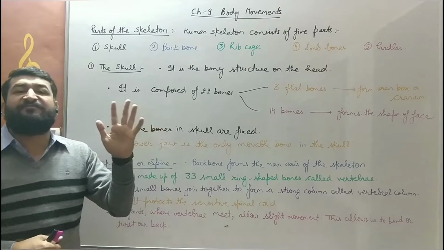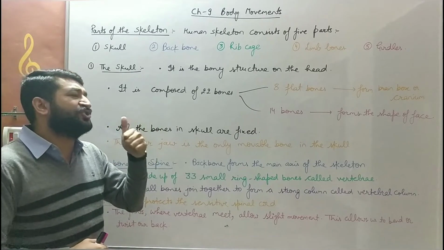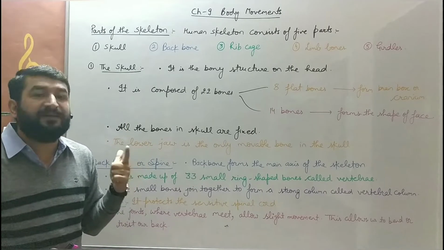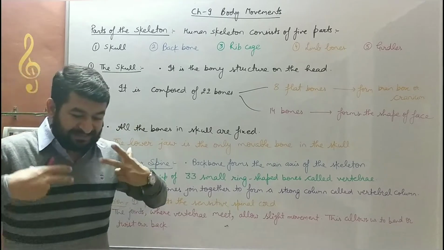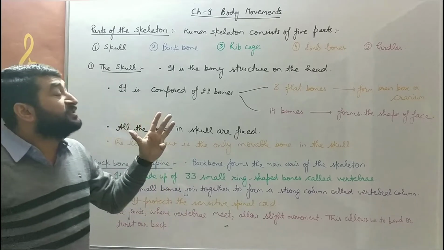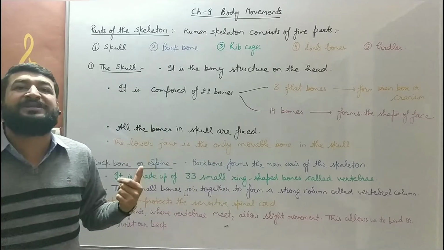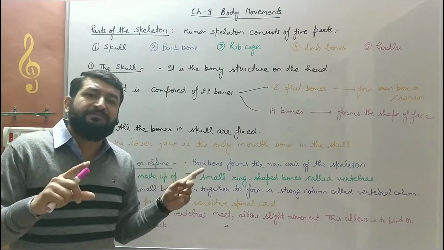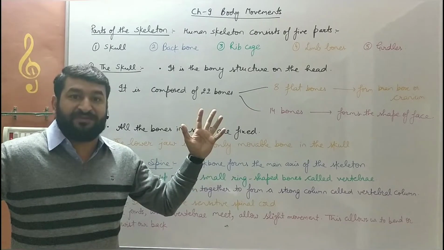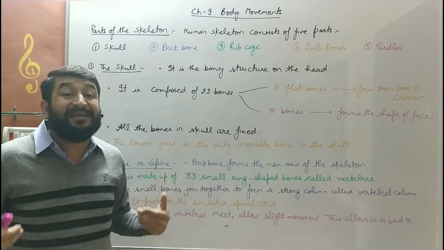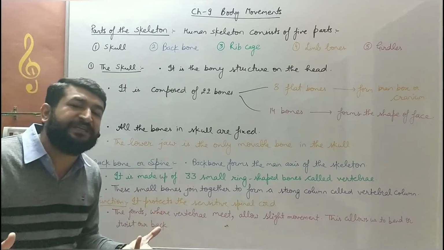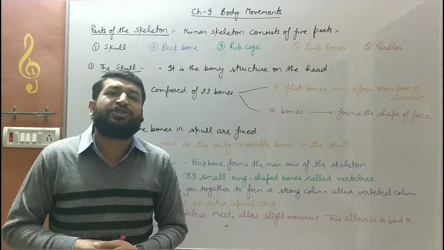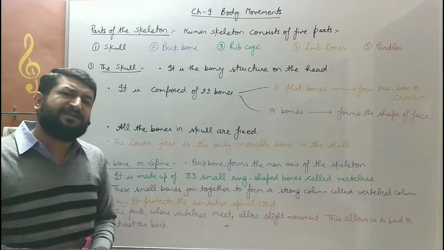Majorly, the skeleton has 5 parts. The first part is the skull. The second part is the backbone or vertebral column, reed ki haddi. Third is the ribcage, present in the chest region. Fourth is the limb bones, the bones of arms and legs. We have 2 kinds of limbs: forelimbs, aage ke pair, that means our hands and arms, and hind limbs, the legs, which include the feet as well. And the last one is girdles. Girdles are the complex bones in which the other bones are fixed. We'll discuss them one by one.